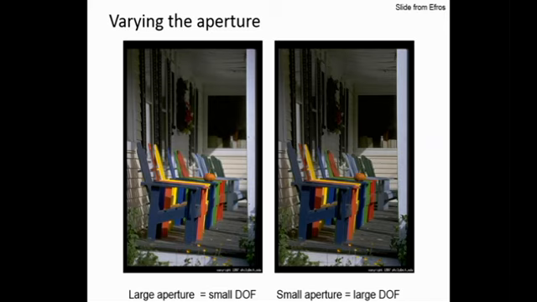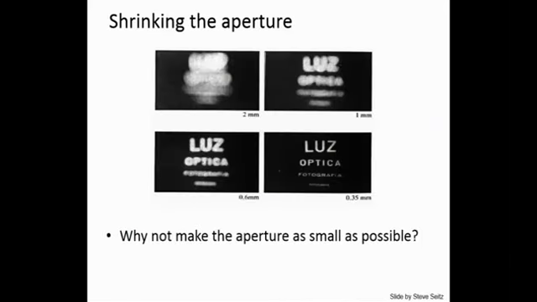So one thing you might ask is, why not make the aperture as small as possible? Here we can see that this back plane is out of focus, but as I make the aperture smaller, it gets sharper. So what prevents us from making everything in focus just by getting back to our pinpoint, by having an extremely small aperture?